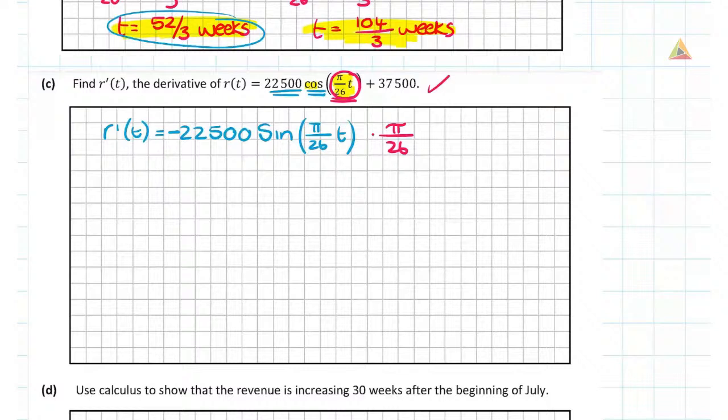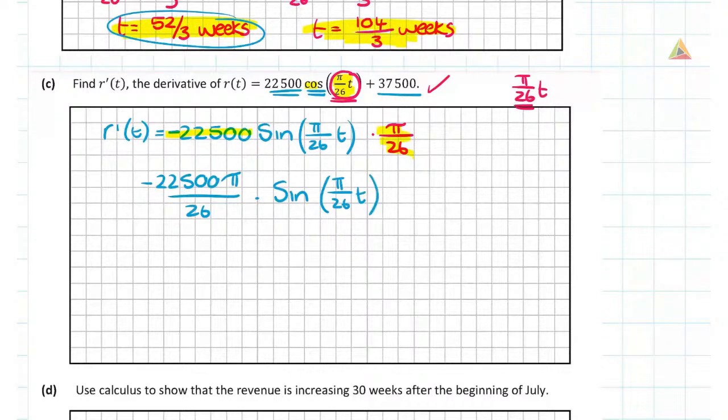So this differentiated gives me pi over 26, because pi over 26 is just a constant hanging on the front of the t, so the t just disappears. And obviously when I differentiate 37,500, that goes to 0. Okay, so that's the differentiation pretty much done. We're just going to tidy it up a little bit. We're going to bring the constants all to the front and multiply by each other. So that's going to give me minus 22,500 pi with 26 on the bottom times the sine of pi over 26t. And the angle, remember, never changes.